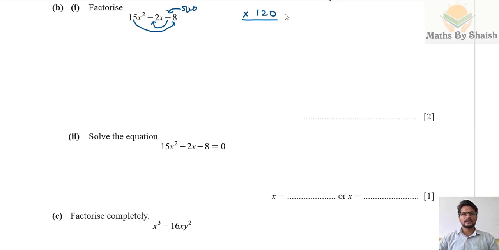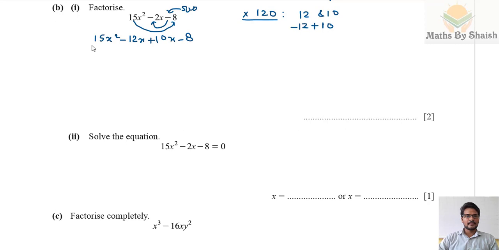So for 120, we can see directly that it is 12 and 10. When you multiply 12 and 10, we get 120. When we subtract 12 minus 10, we get 2, but since we require minus 2, we will do minus 12 plus 10. So we are going to do the factorization this way: 15x square minus 12x plus 10x minus 8, and then take the first two and the last two terms.